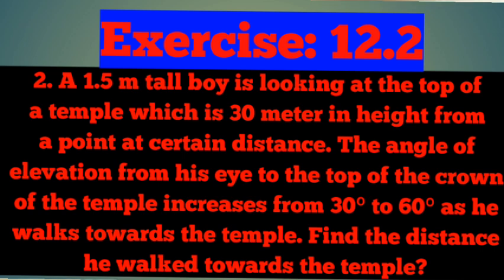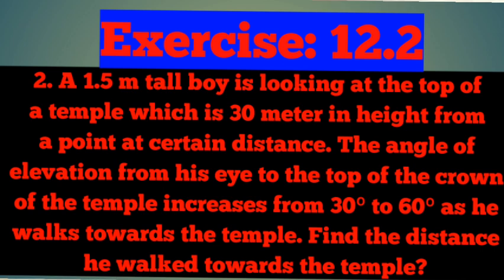Simple, here I will make you understand. A 1.5 meters tall boy is looking at a temple which has a height of 30 meters. As we said, when we move near to the object, the angle will increase. First this boy observes the crown of the temple, the gopuram, with 30 degrees, and when he walks towards the temple, the angle increases from 30 degrees to 60 degrees angle of elevation. Find the distance he walked towards the temple.